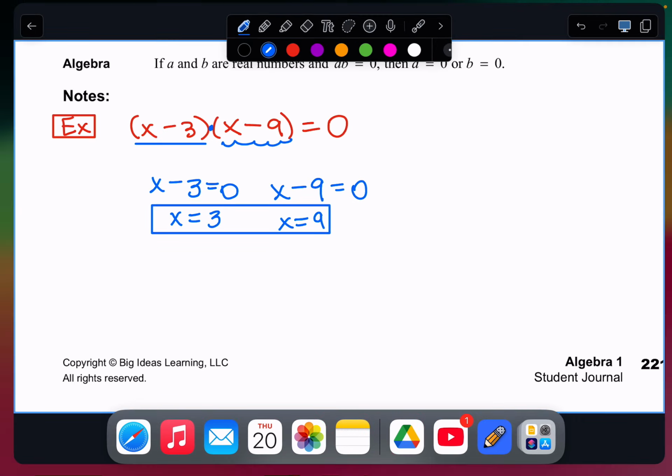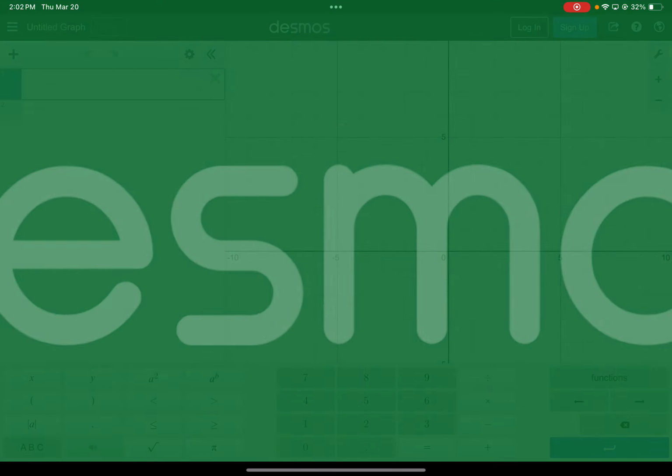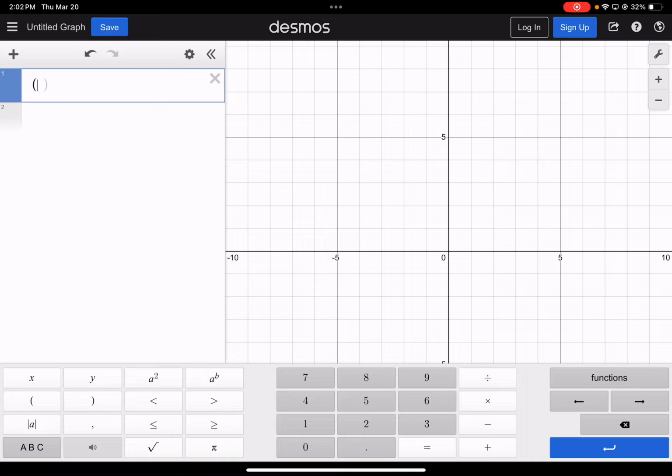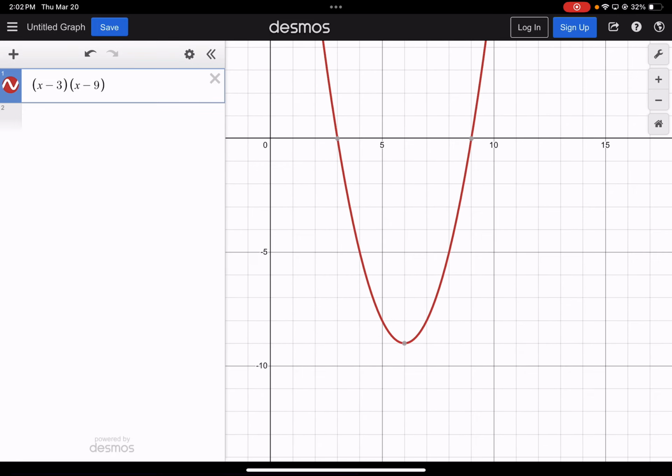Okay. Now what I'd like to do, I'm going to go into Desmos, okay? And I'm going to type in x minus 3 times x minus 9. And you don't know what this graph is, and you soon will. But what do you notice about this graph? We got the answers of x equals 3 and x equals 9, correct? Here's x equals 3. Here's x equals 9. It's where this graph crosses the x-axis. That's what we're finding.